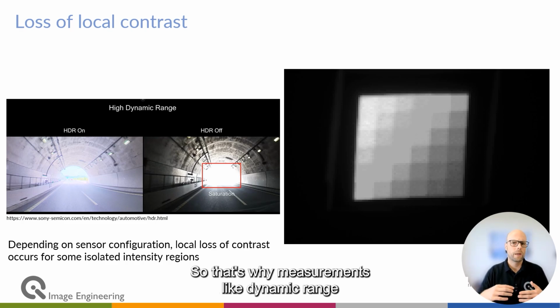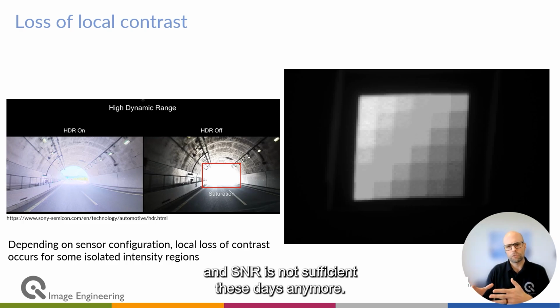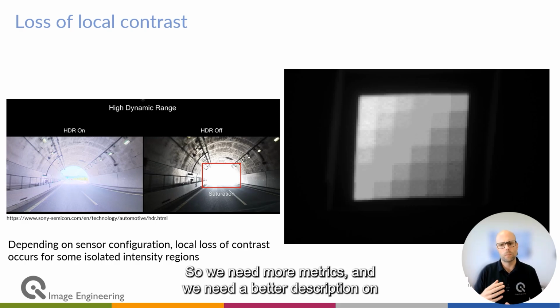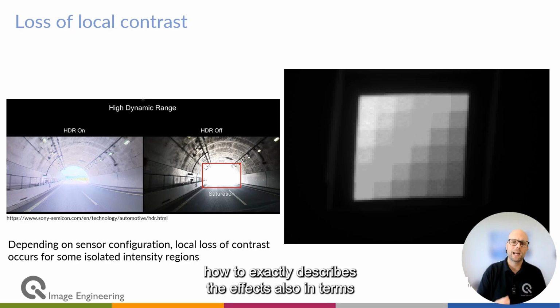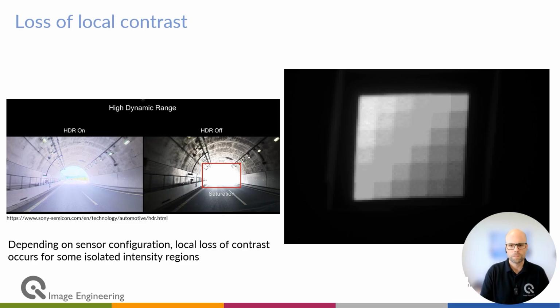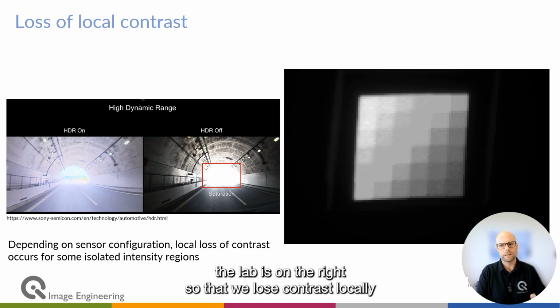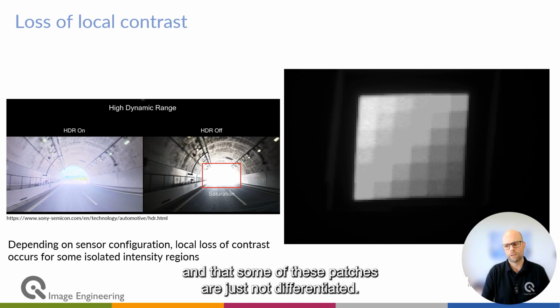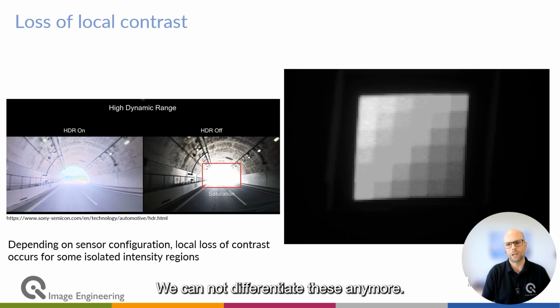So that's why measurements like dynamic range and SNR are not sufficient these days anymore. So we need more metrics, we need a better description of how to exactly describe the effects, also in terms of local contrast or what happens in the image. You see that here on the left, that's an example in real life. How it can look like in the lab is on the right, so that we locally lose contrast and some of these patches are just not differentiable. We cannot differentiate these anymore.